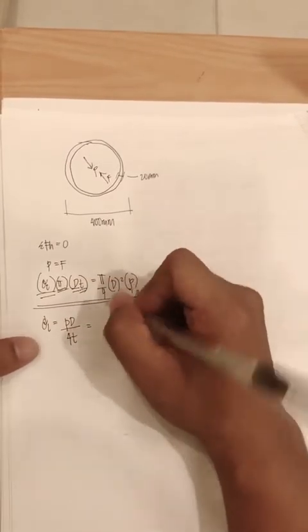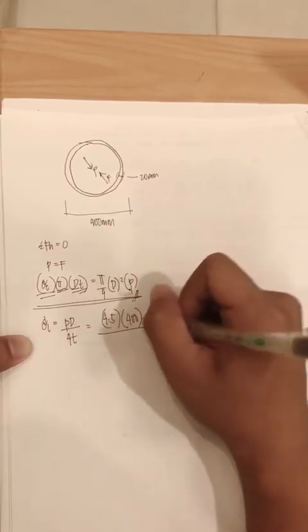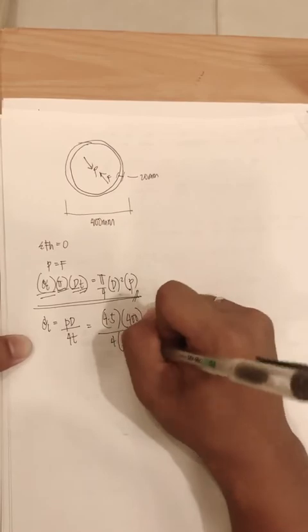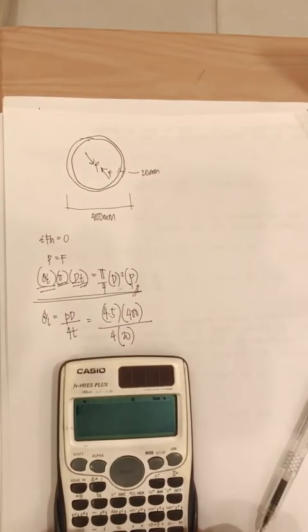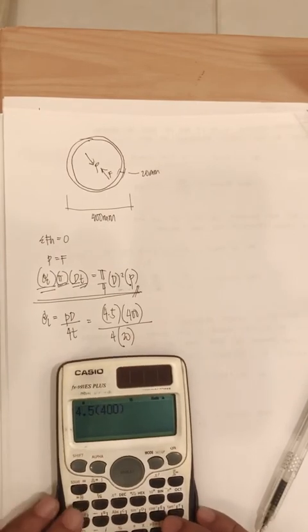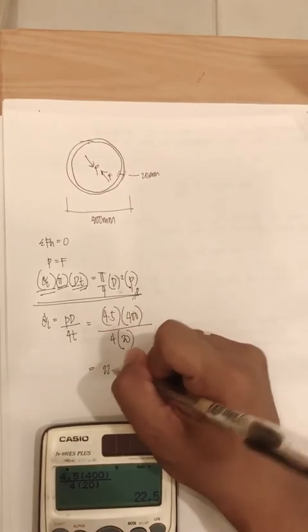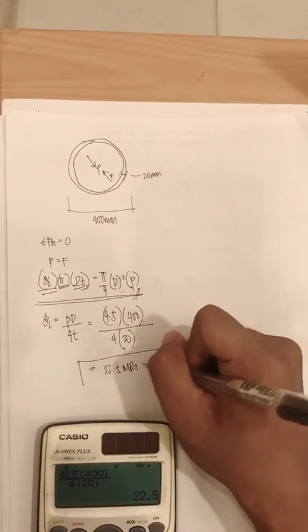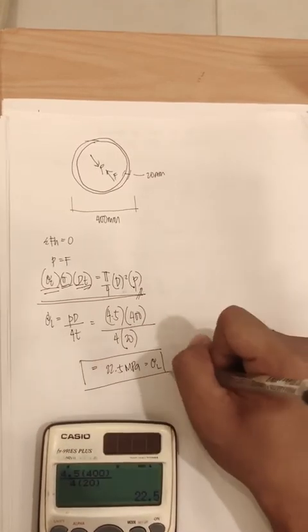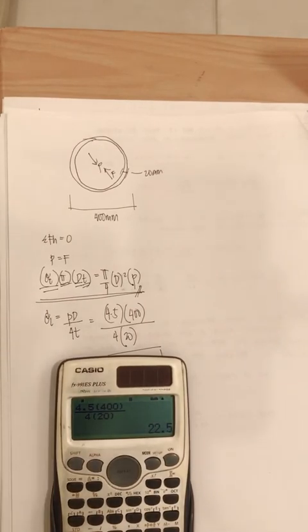So, yung internal pressure natin is 4.5 times 400 divided by 4 times t, 20. Ilan yung ating longitudinal stress? 4.5 times 400 divided by 4 times 20, simply 22.5 megapascal. So, ito na yung longitudinal stress, 22.5 megapascal. And that's it for problem number 1.